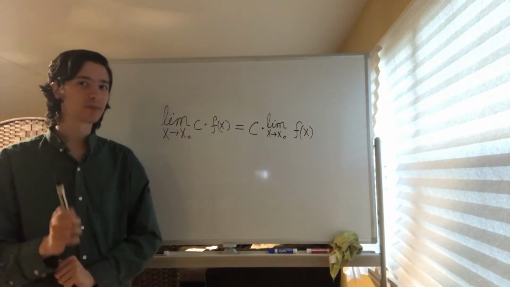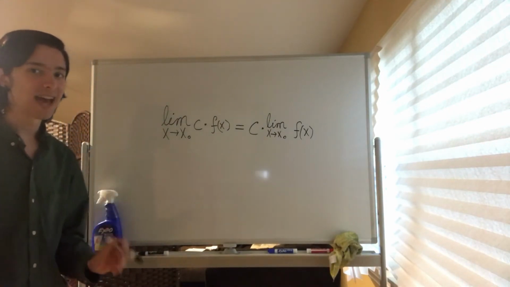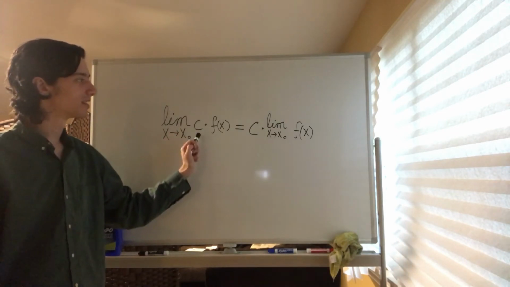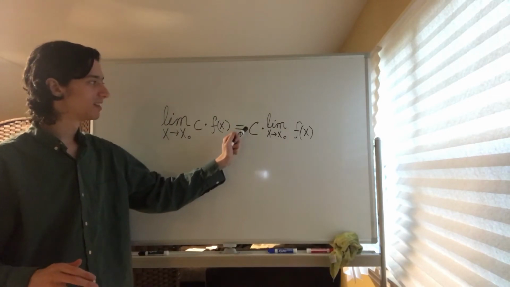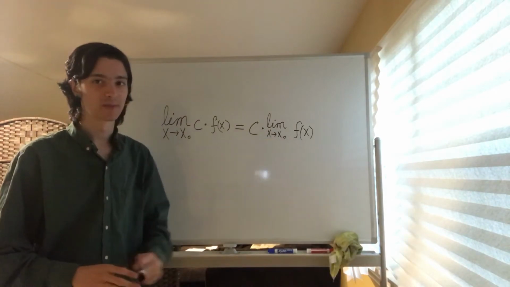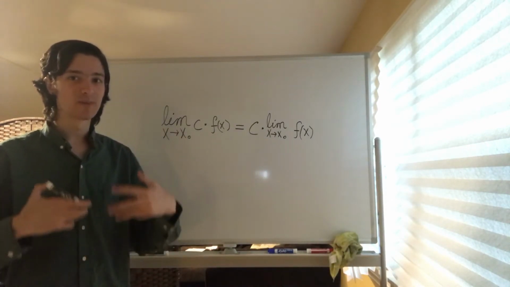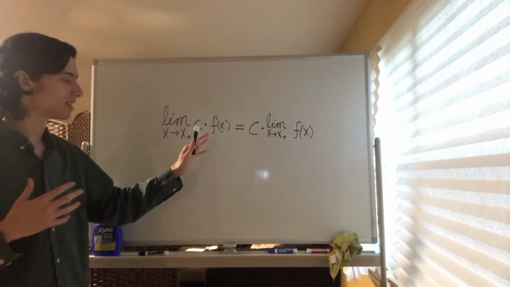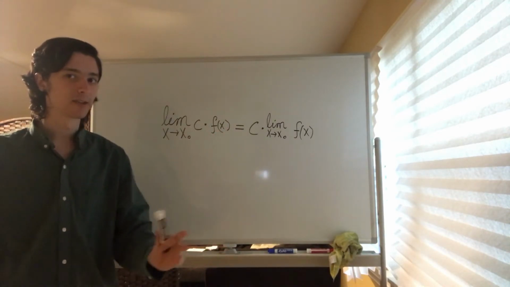Today, we are going to prove a property about limits. Specifically, the fact that the limit as x approaches x naught of a constant times a function is equal to that constant times the limit as x approaches x naught of the function. Now, in your calculus classes or whatever class where you were computing limits, this might seem to be an obvious thing that you can do, but proving this is another task altogether.